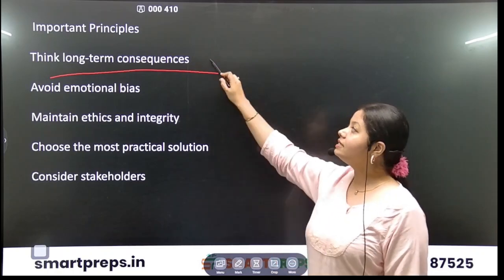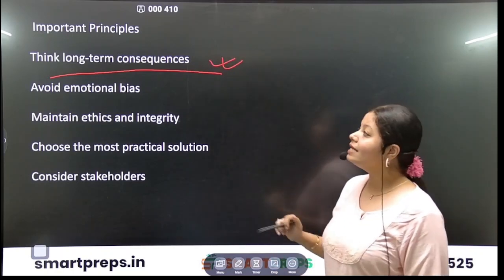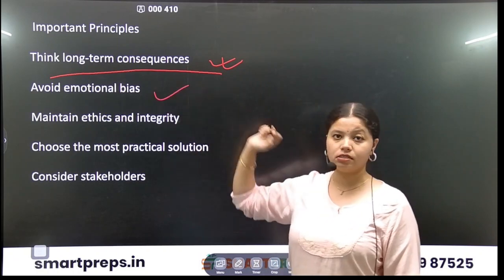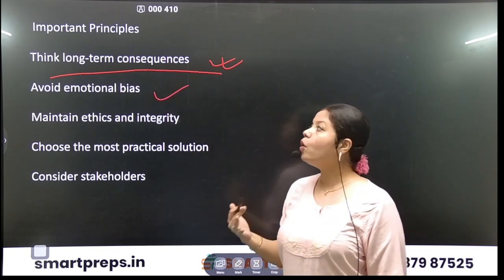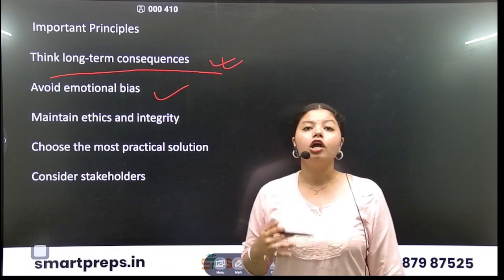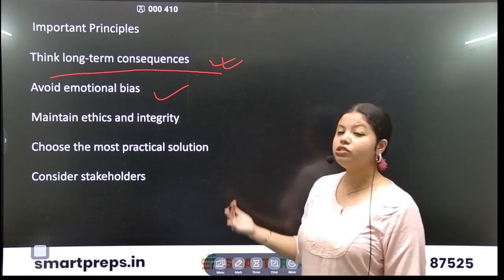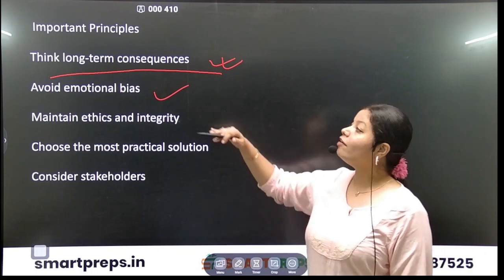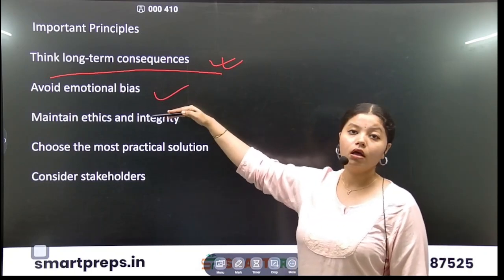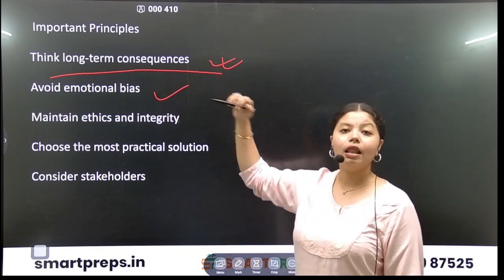Okay, this is a very important principle. Second is avoid emotional bias. Before you take a decision, you cannot be over emotional. You cannot be partial. So you have to avoid being emotional or avoid emotional bias.